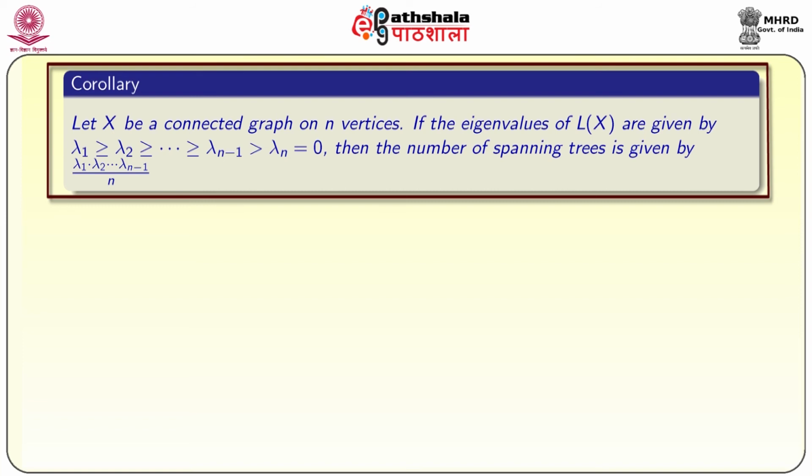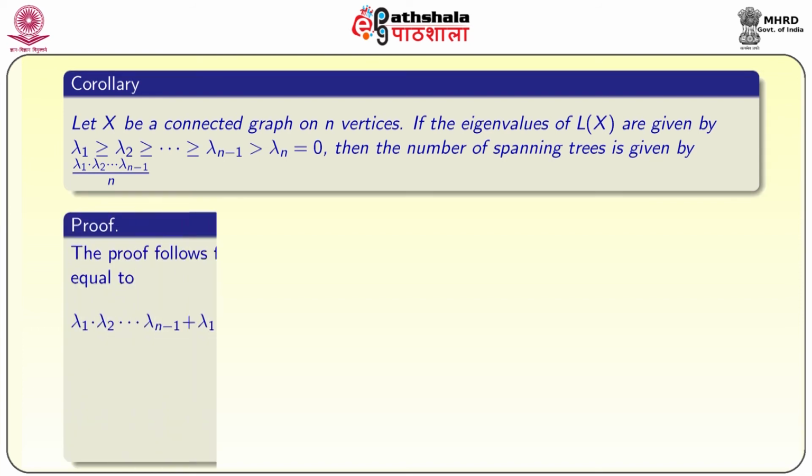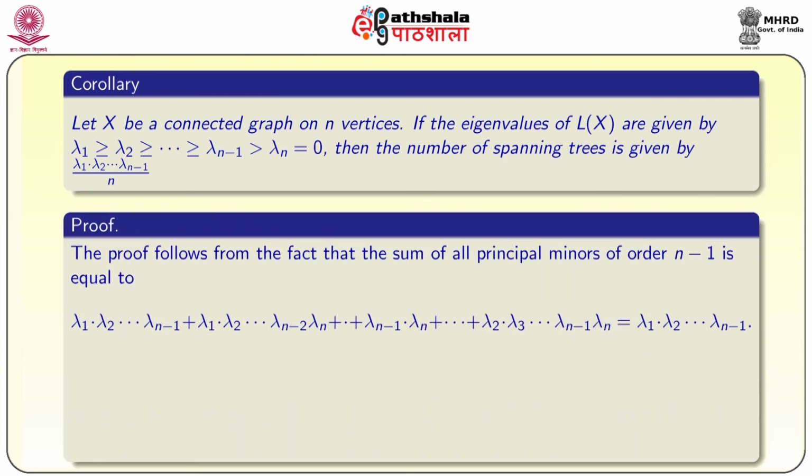Then the number of spanning trees is given by lambda 1 times lambda 2 and so on up to lambda n minus 1, divided by n. The proof follows from the fact that the sum of all principal minors of order n minus 1 is equal to, that is, the determinant is equal to the product of eigenvalues, and further, we are taking the sum of all principal minors of order n minus 1, so that is equal to this. This is easy to verify. So it is equal to lambda 1 times lambda 2 and so on up to lambda n minus 1 and so on, but we know that lambda n is equal to 0. So only one term in the sum is going to survive, that is lambda 1 times lambda 2 and so on up to lambda n minus 1.